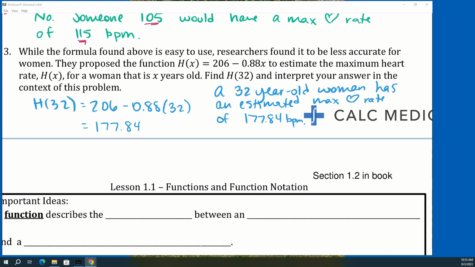And so you just evaluate that function and describe what it means. You don't have to have exactly what I have, but I wrote that a 32-year-old woman has an estimated maximum heart rate of 177.84 beats per minute. Okay? So domain and range and evaluating functions are all things you've done before. So this is maybe looking at it a little bit differently. All right, so I'm going to give you your actual notes. It's still a little confusing, it's okay, we're going to keep talking about it.